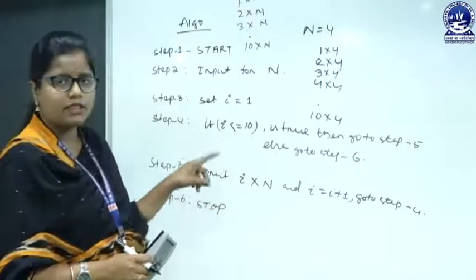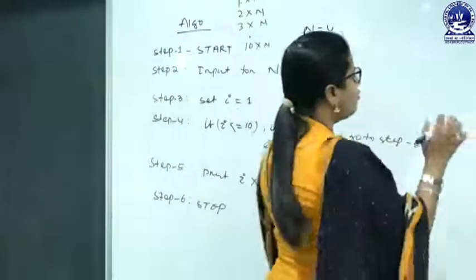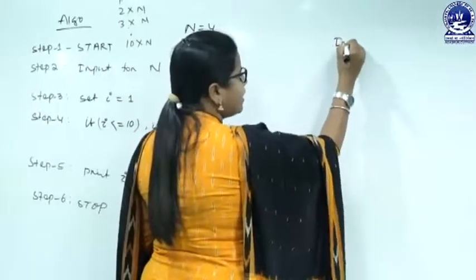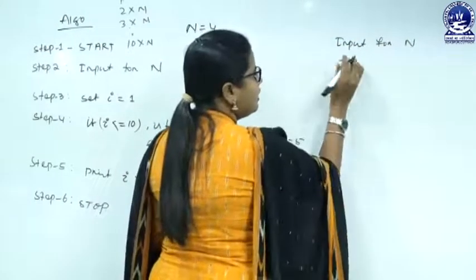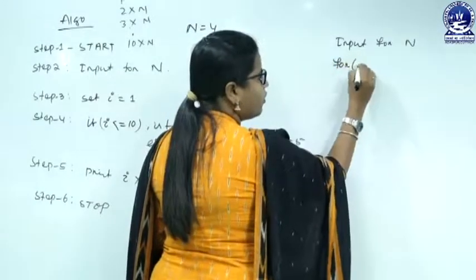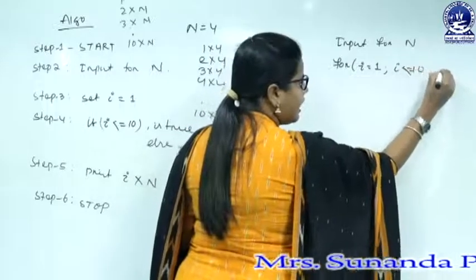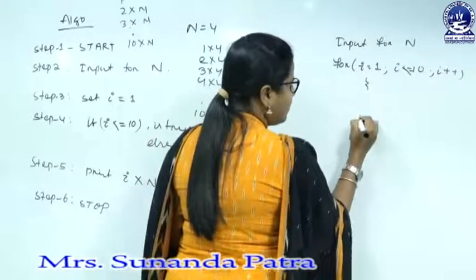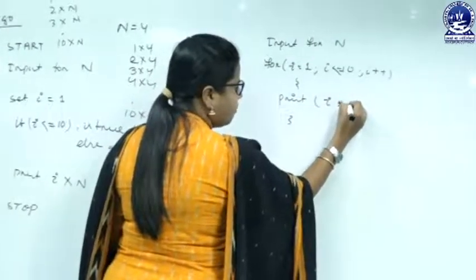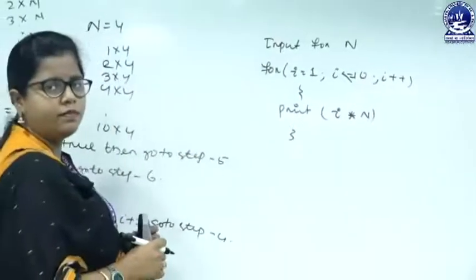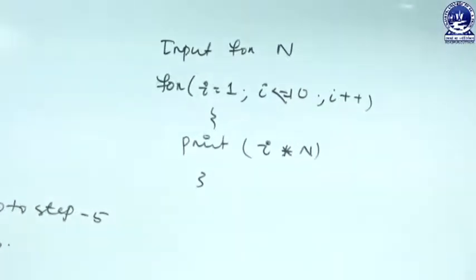So let's write the pseudocode for this same program. For the pseudocode, simply we can write input n. Then here is the for loop: for I equals 1, I less than or equal to 10, I plus plus, we are printing the multiplication table, that is I multiplied with n. Simply, this is finished. So this is the pseudocode and we can run it.